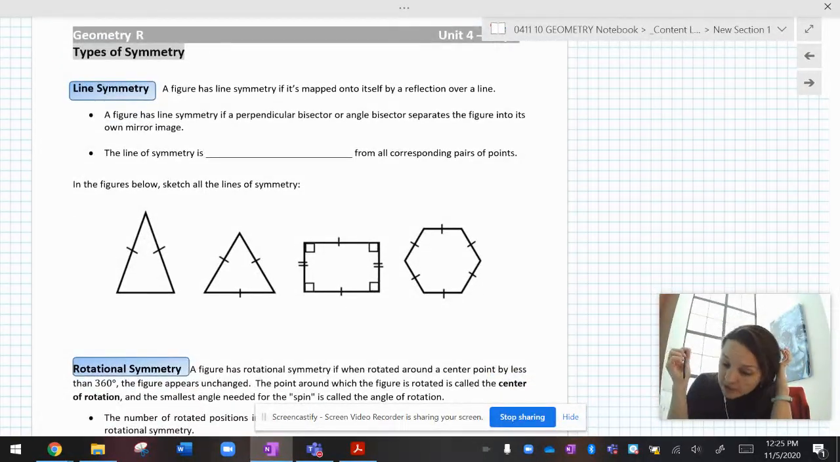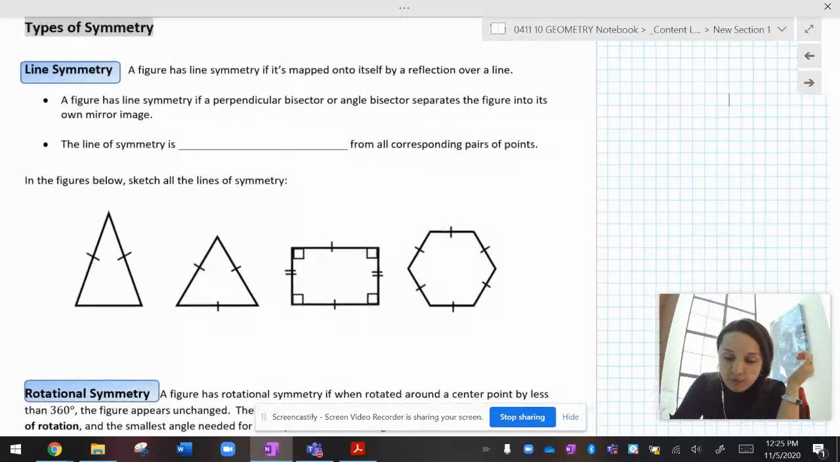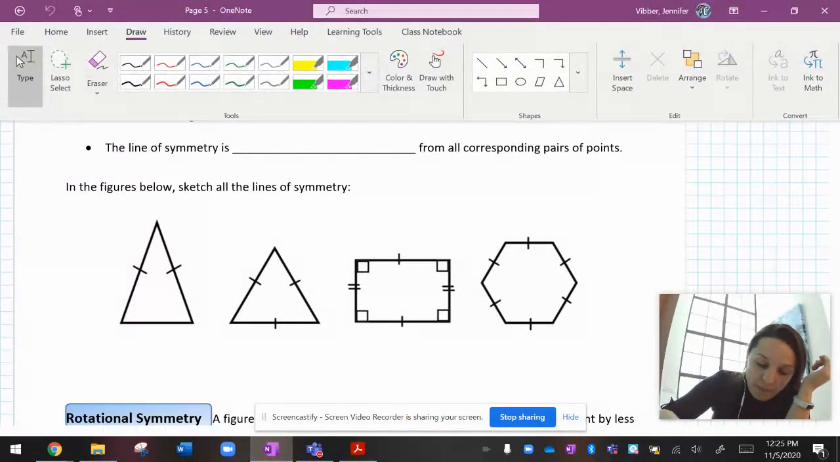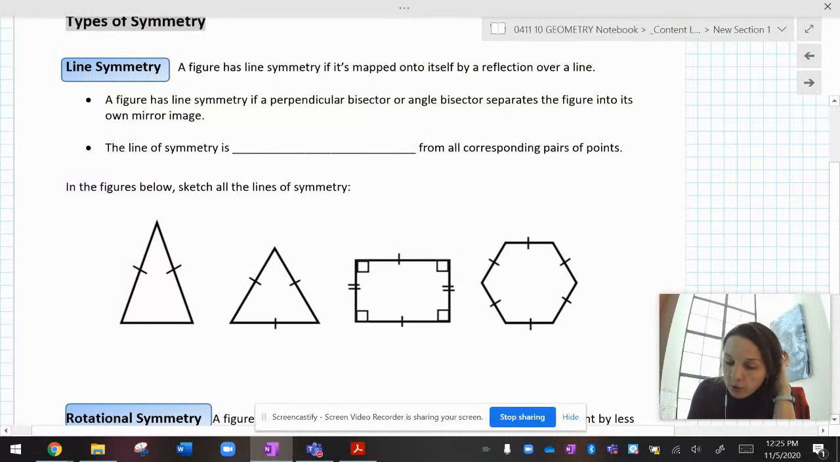Line symmetry. A figure has line symmetry if it's mapped onto itself by a reflection over a line. Let's try to make that a little simpler. Something has line symmetry if you can fold it onto itself. Ta-da! Line symmetry explained. Now, a figure has line symmetry if a perpendicular bisector or angle bisector separates the figure into its own mirror image. The line of symmetry is a blank from all the corresponding pairs of points.